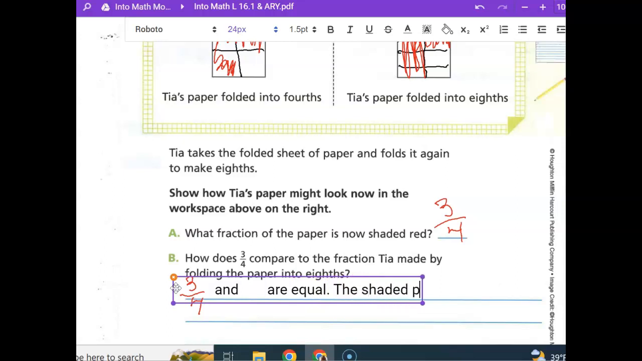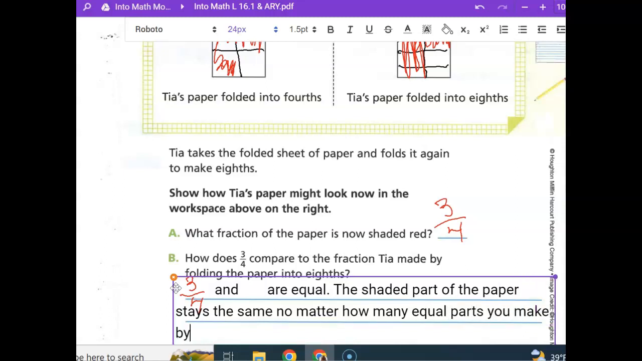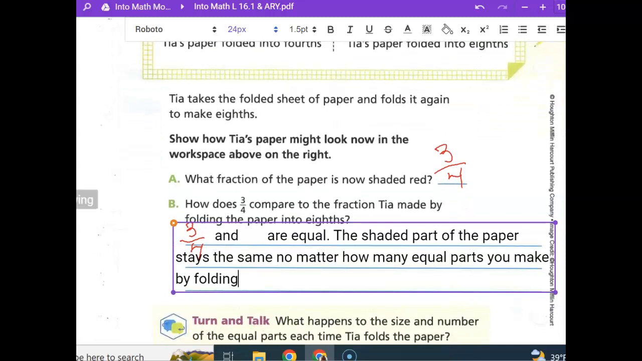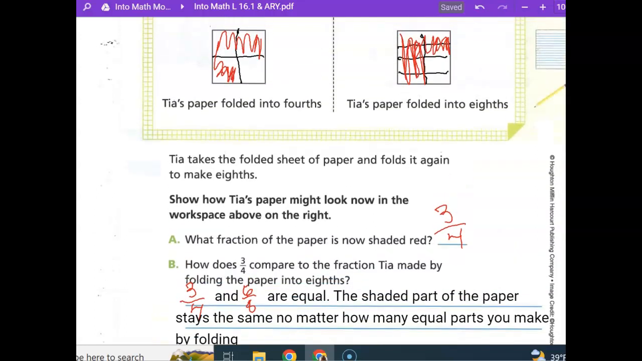The shaded part of the paper stays the same no matter how many equal parts you make by folding. Let me move that up for you. And we're going to write 6/8 in here, because if we go back up to our drawings, we will see that we shaded 1, 2, 3, 4, 5, 6/8 of our shape.